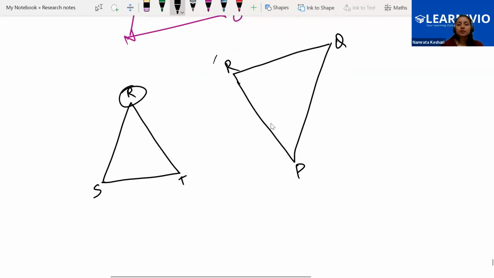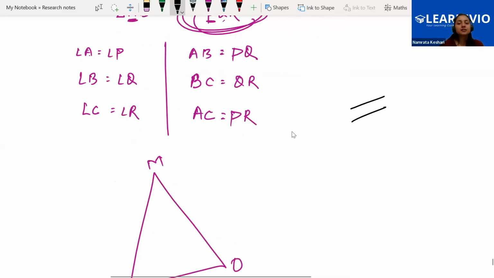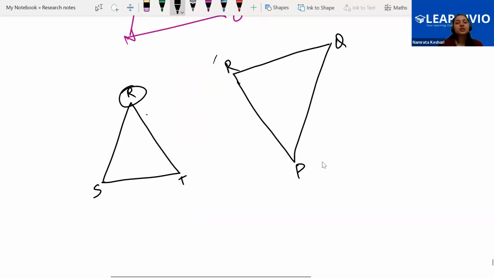So if these two triangles are similar with each other, now the congruency sign, we understand this is the sign of congruency. This means is congruent. And every time we will not be writing in a statement form, that's why we use the sign. Similarly, for similar shapes, we are having this sign. This means is similar.